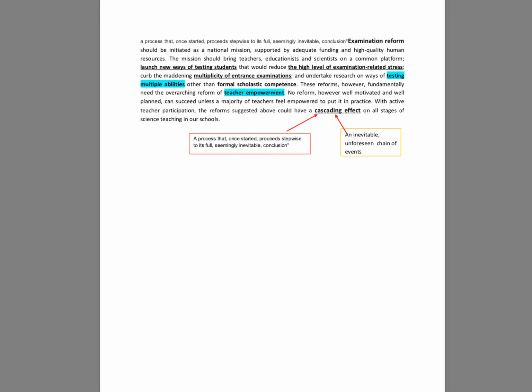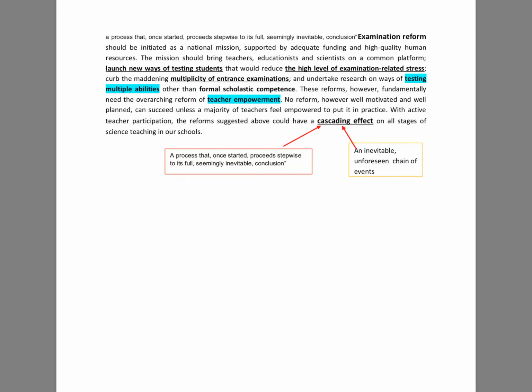So lastly, it has talked about examination reform and the examination system. For that, it hasn't mentioned a clear-cut design and pattern, but it has given certain important points related to the improvement or reformation of the examination system. And for that, the teachers are to be empowered.